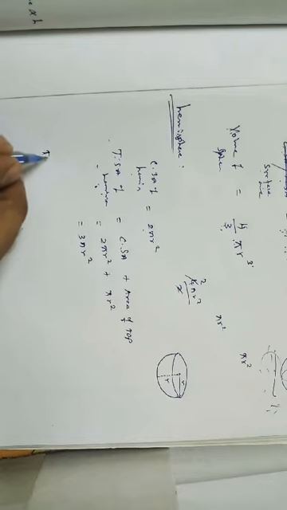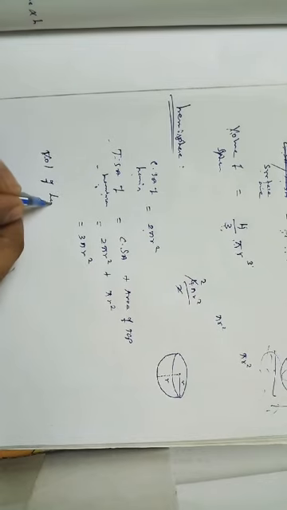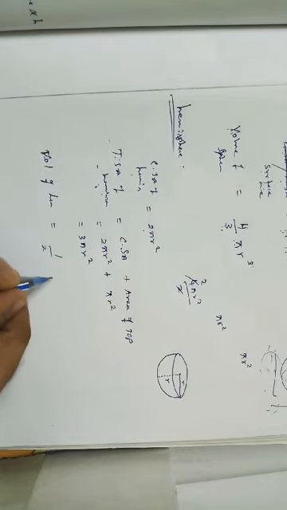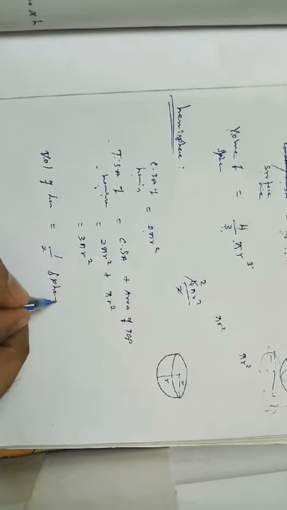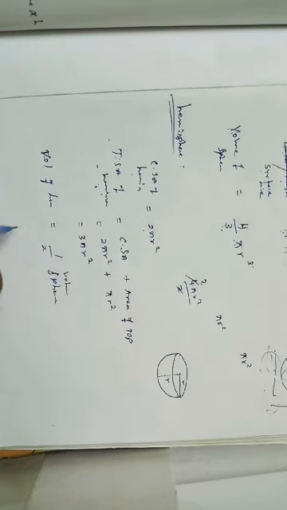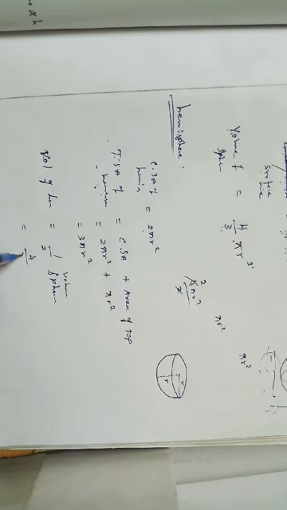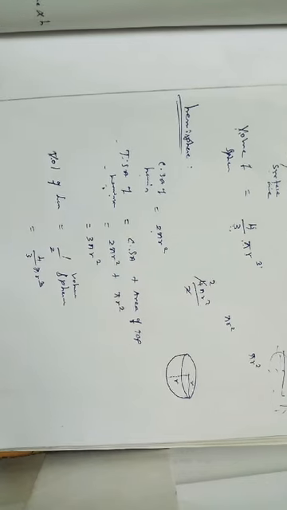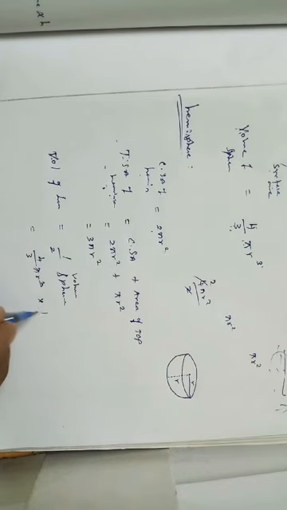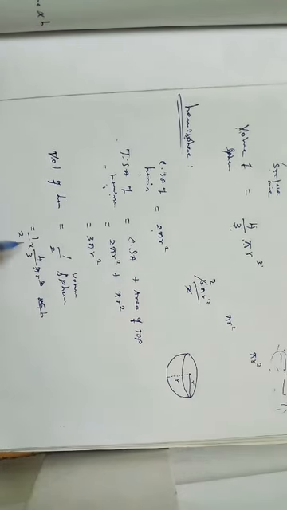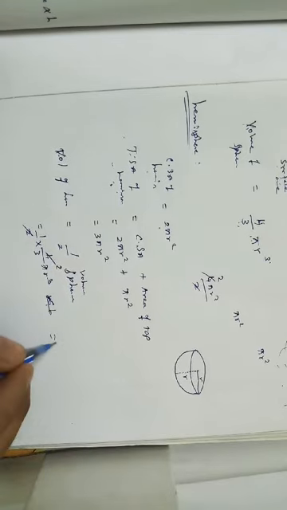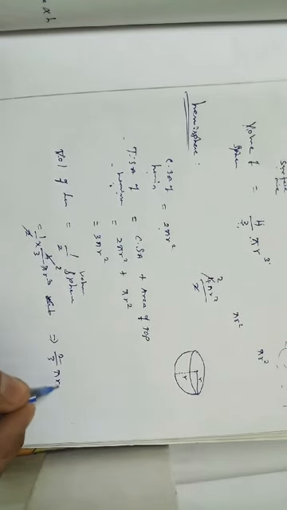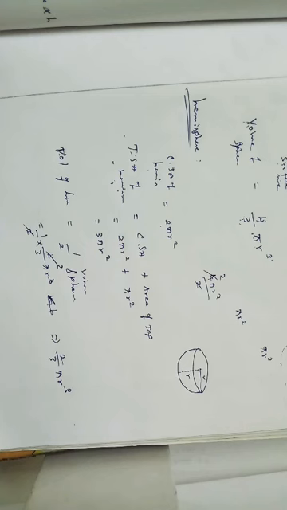And the volume of a hemisphere. Volume of a hemisphere is half of the volume of a sphere. That is 4 by 3 pi r cube, whole multiplied by 1 by 2. Simplify, and it is 2 by 3 pi r cube. So that is the volume of a hemisphere. Understood?